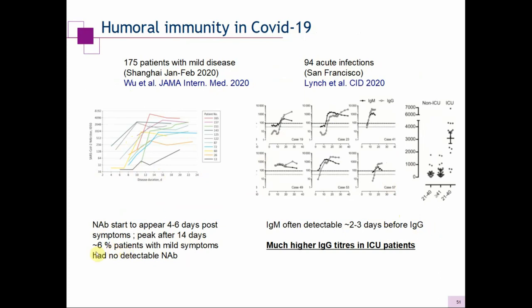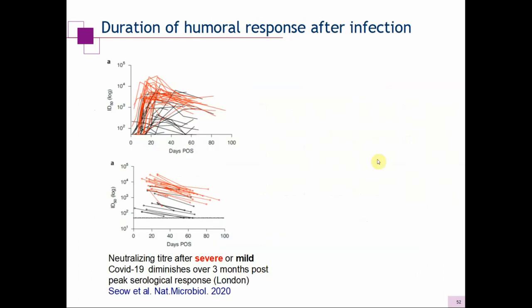One of the things that's interesting here is that there are some people who have symptoms, but they don't actually develop any detectable neutralizing antibodies. Another thing that's important is that, generally speaking, people who have a severe infection develop much higher titers of antibodies compared to people who have mild symptoms. Okay, so that is generally true. People who are hospitalized have a much higher antibody response compared to people who are just a little bit sick and then stay at home.